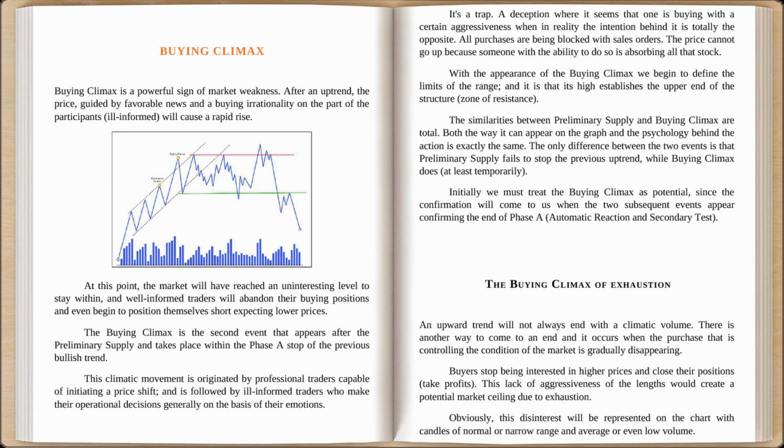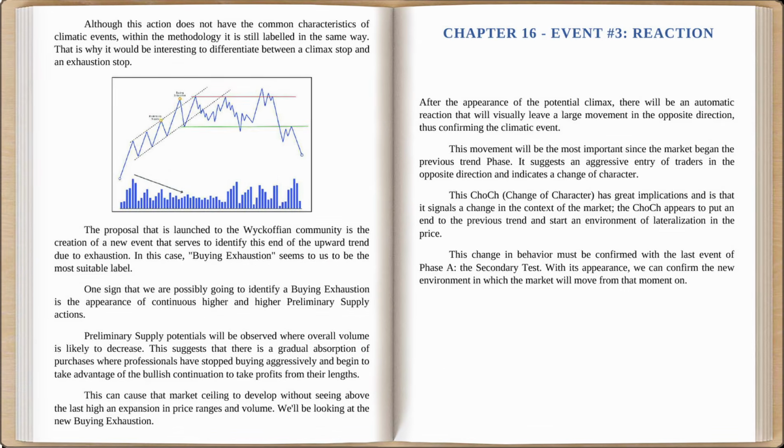There is another way to come to an end, and it occurs when the purchasing that is controlling the condition of the market is gradually disappearing. Buyers stop being interested in higher prices and close their positions, taking profits. This lack of aggressiveness of the longs would create a potential market ceiling due to exhaustion. Obviously, this disinterest will be represented on the chart with candles of normal or narrow range and average or even low volume. Although this action does not have the common characteristics of climatic events, within the methodology it is still labeled in the same way.